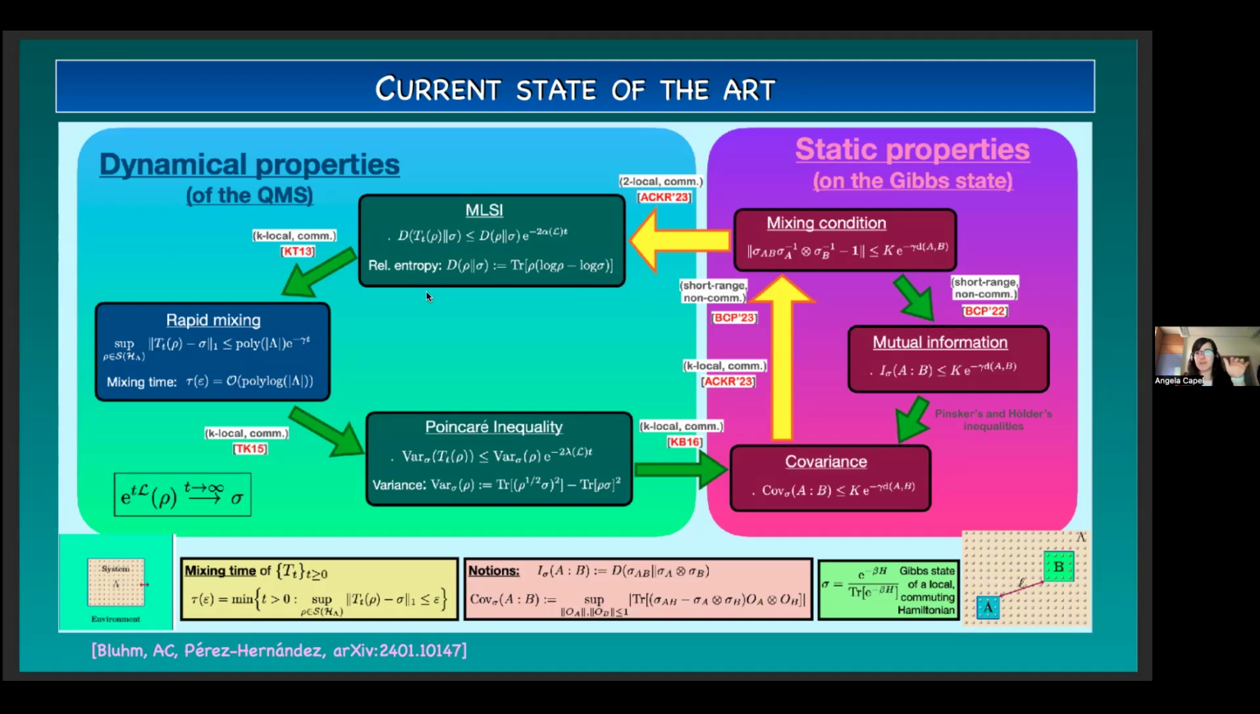At least for not having this kind of result from a few years ago. It has to do with the fact that this Davies generator, which is the one frequently used to model these systems, when you consider a Hamiltonian that is not commuting anymore, the generator is not local.